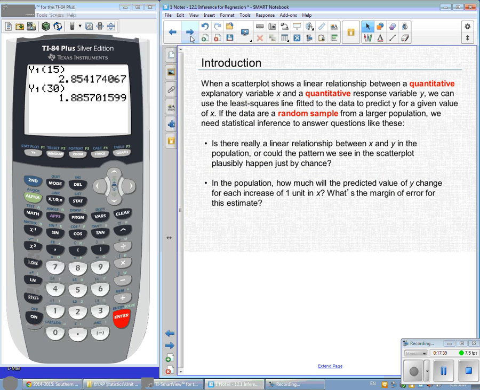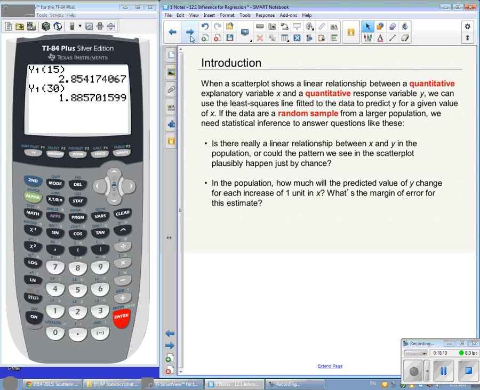There are a lot more symbols that we're going to be using since our equations are different. We're not talking about a mean or a standard deviation or a proportion. We're dealing with slope and y-intercept. All right, so introduction. When a scatter plot shows a linear relationship, and this time we're talking about quantitative data again. Remember with chi-squared, we were looking at relationships between categorical variables. Now we're moving back to quantitative.